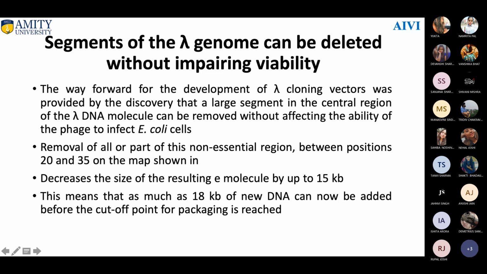So what does this do? It decreases the size by 15 kilobase pairs. Earlier the size was 49, remove 15, so the size comes down to 34. The maximum limit is 52, so 15 plus 3, a total of 18 kb, can now be cloned. So now you can clone a large segment in this. By doing this, we make our lambda phage able to clone a relatively larger fragment.